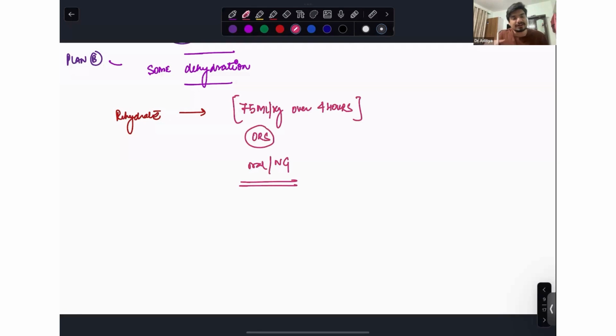So you'll rehydrate with 75 ml per kg over 4 hours, ORS only, either orally or NG. This is the dehydration correction you will give, because the child has lost between 50 to 100 ml per kg. You will rehydrate that child and get him back to normal.